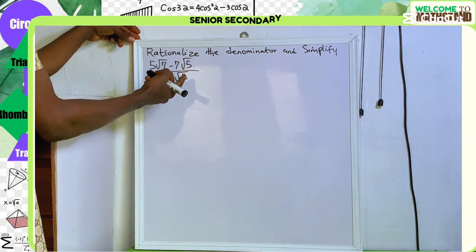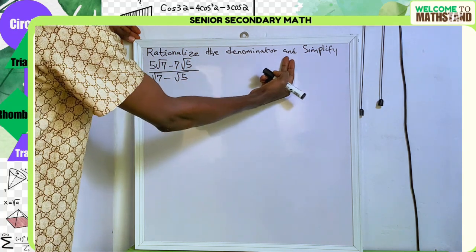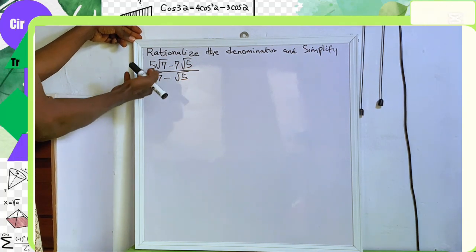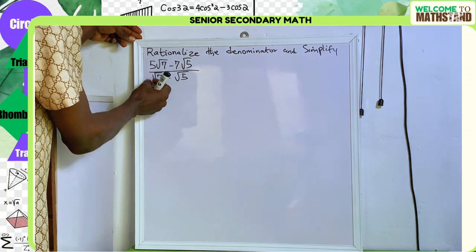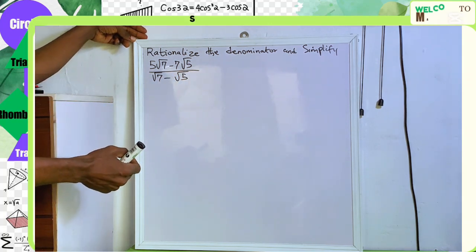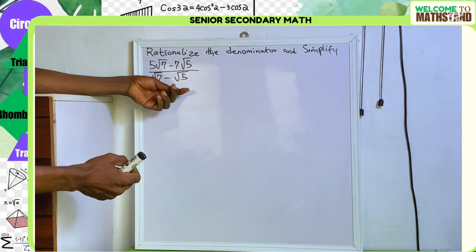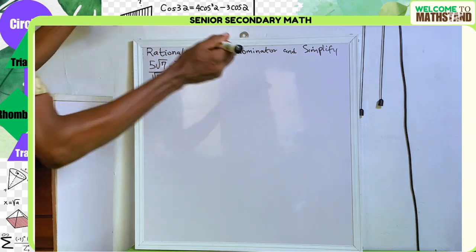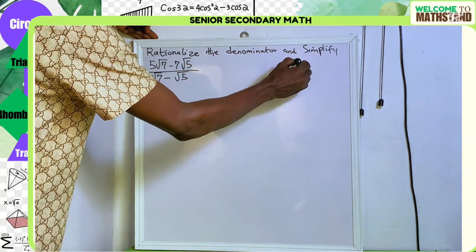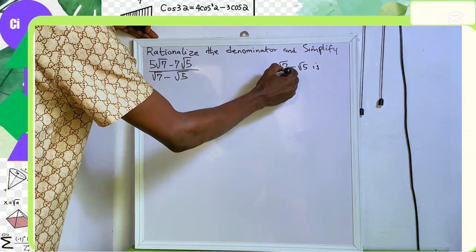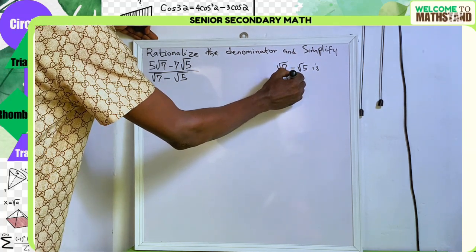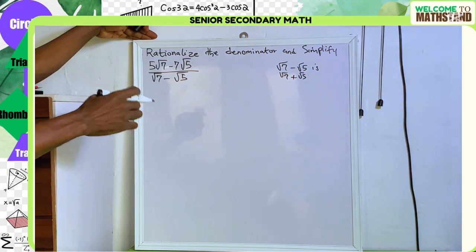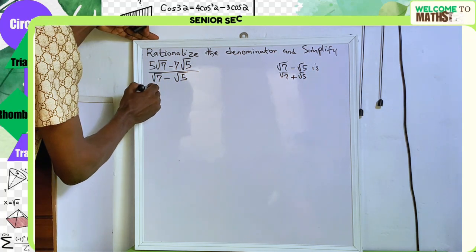You are given this equation. Rationalize the denominator and simplify this expression. Remember, rationalizing the denominator means making the denominator a rational number. So in this case, we need to look for the conjugate of √7 minus √5. The conjugate of √7 minus √5 is √7 plus √5. If this one multiplies this, it will change it to a rational number. So we use that to multiply both numerator and denominator.